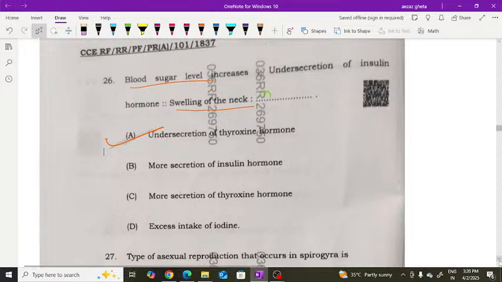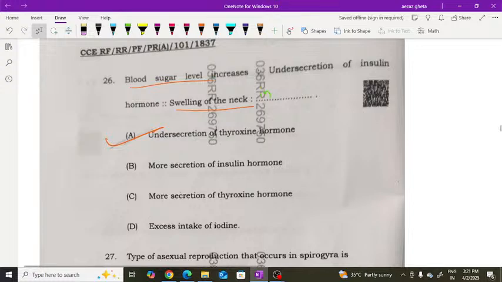Good question. Actually, a decrease in iodine will lead to a decrease in thyroxine. Thyroxine is prepared with the help of iodine. So if iodine is there, then thyroxine will be prepared. Swelling of the neck is called goiter; in that, iodine is less, because of that thyroxine is also less produced. What did you write?